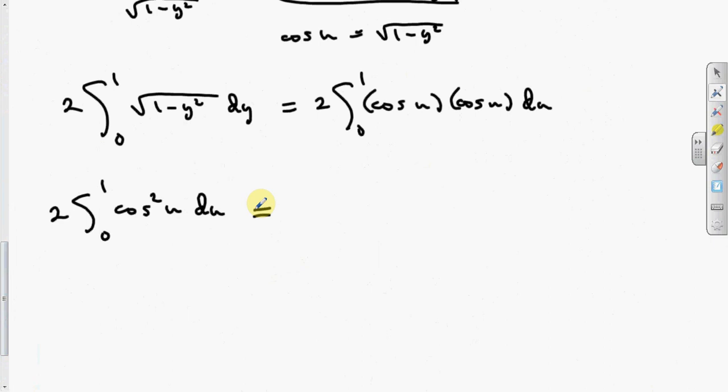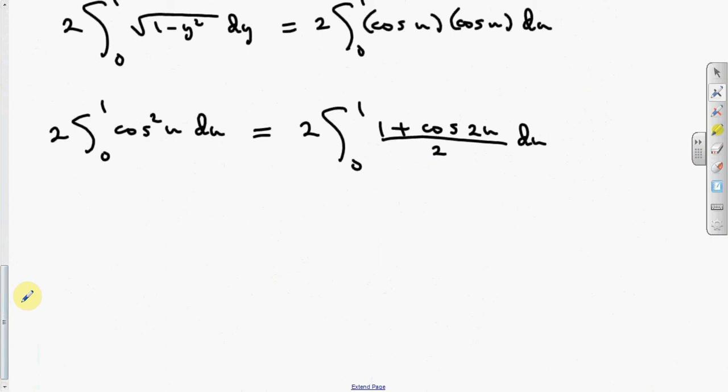And then there was another section in Calculus 2 that said that if I ran across the integral of cosine square by itself, I convert the cosine square to a double angle representation, right? So this is 2 times the integral from 0 to 1 of 1 plus cosine 2u all over 2 du. Okay. If it was sine square u by itself, that's converted to 1 minus cosine 2u all over 2. Right?